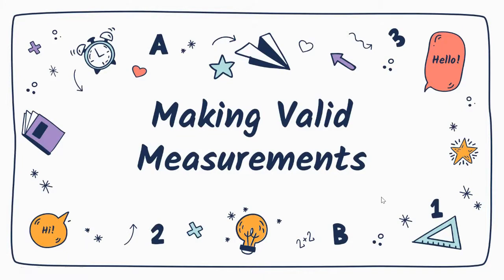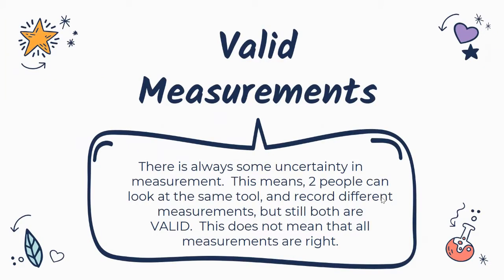Today's video, we're talking about making valid measurements. All right, so now let's just kind of define valid measurements. Now, with this idea, there's always some uncertainty in measurement. This means that two people can look at the exact same tool and record slightly different measurements. But the important thing is that both are still valid.